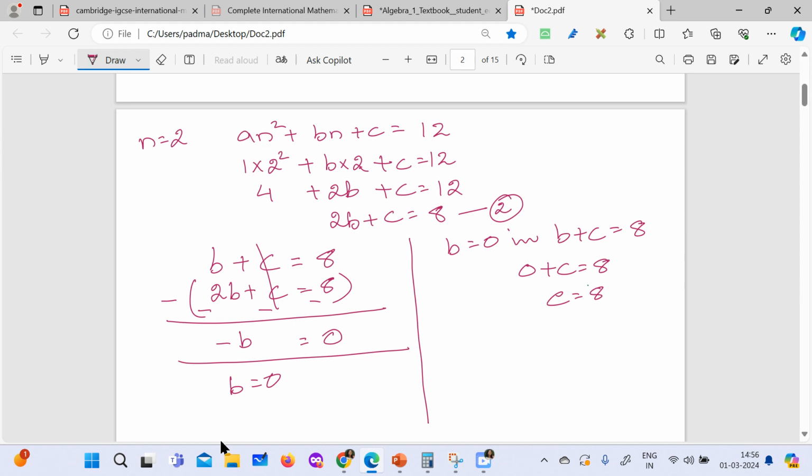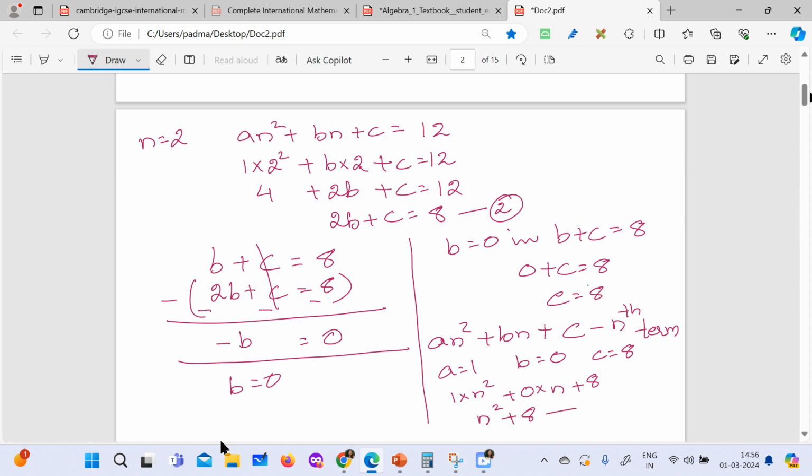Now an square plus bn plus c, this is the nth term of the quadratic sequence. Now what I will do is substitute all the values: a is equal to 1, b is equal to 0, and c is equal to 8. So I will have 1 times n square plus 0 times n plus 8, and that will reduce to n square plus 8. So yes, this is my nth term for the given sequence.